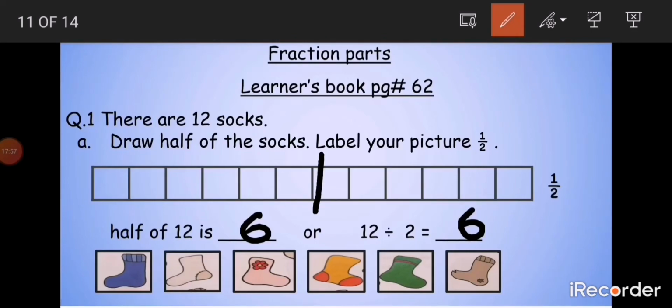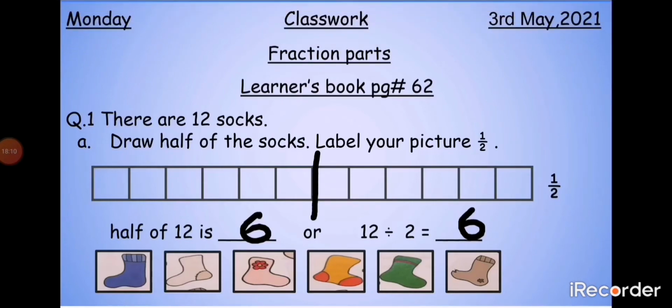Here is 6. Oh, sorry. Let me write it neatly. 1, 2, 3, 4, 5, 6. This is 6. Let me write it neatly. Yes, 1, 2, 3, 4, 5, 6. I put a mark here.